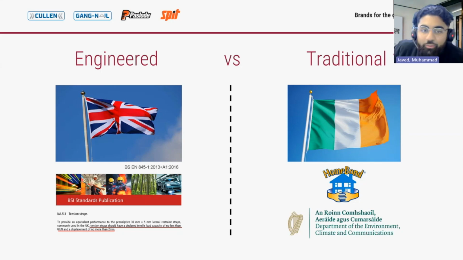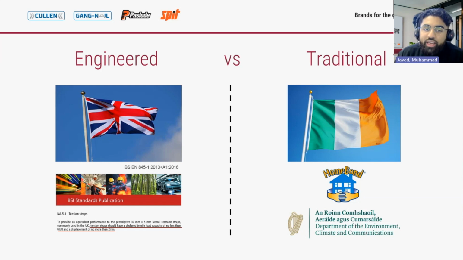Below. But then we had to test heavy duty straps. Once this was done, it was declared that straps had to achieve an 8 kilonewton tensile capacity. So I appreciate it's quite small on the screen, but if you look in the bottom left of the screen underneath engineered, there's a section which says to provide an equivalent performance to the prescriptive 30 by 5mm lateral restraint straps commonly used in the UK.